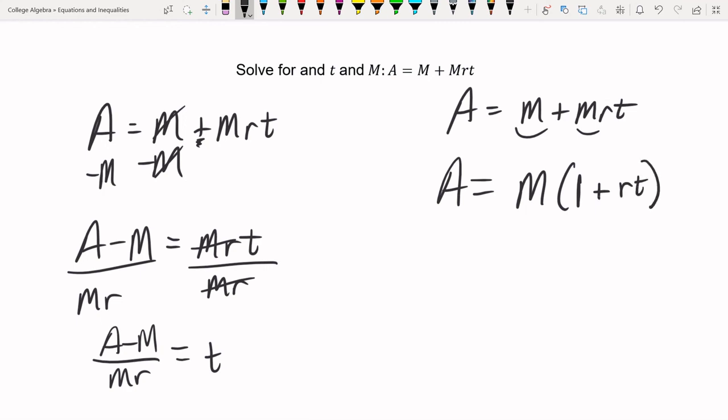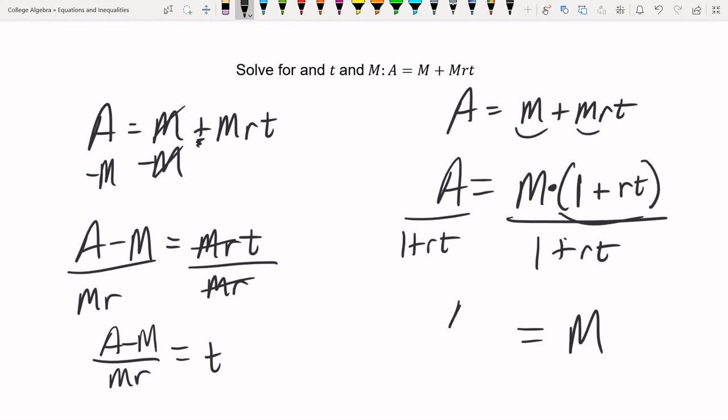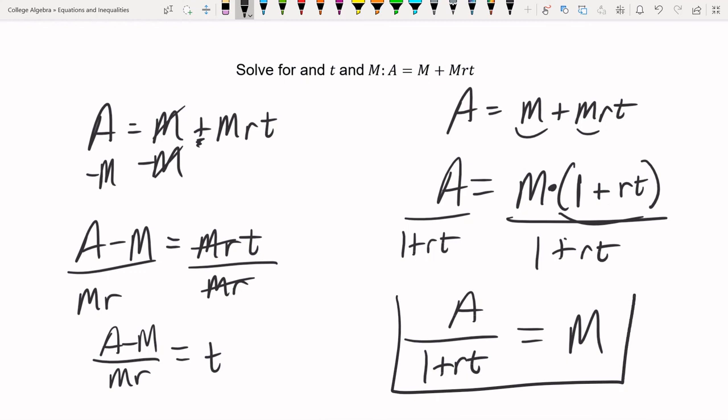And now it's quite easy to see what we have to do here. M is multiplying this quantity, which we don't want. We're just going to divide out that quantity. Now we have m equals a over 1 plus RT. M is by itself, so we have just solved for m.